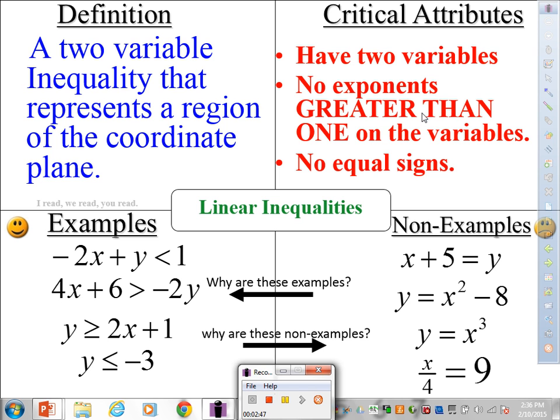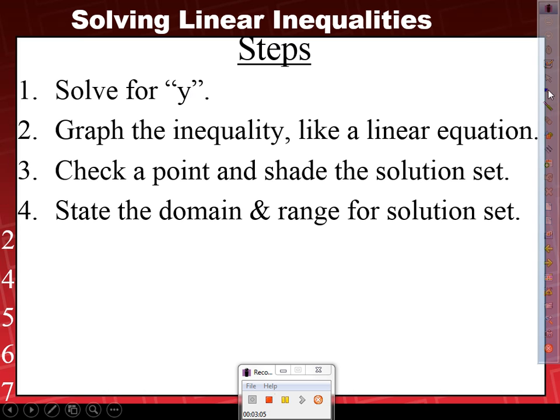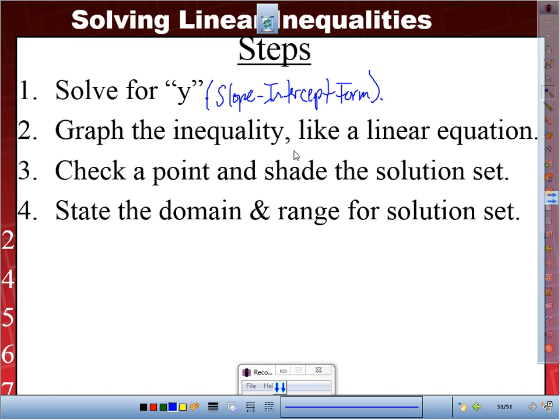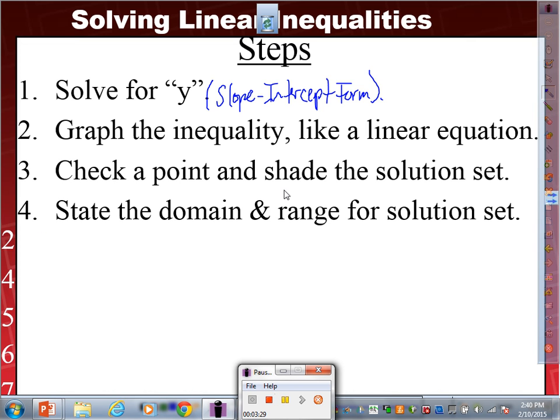Okay? Write these steps down, only 4 steps. Step 1, solve for y, and in parentheses, I want you to write slope-intercept form. Step 2, graph the inequality like a linear equation. Step 3, check a point and shade the solution set. Step 4, at the end, state the domain and range of the solution set. So copy those, please.